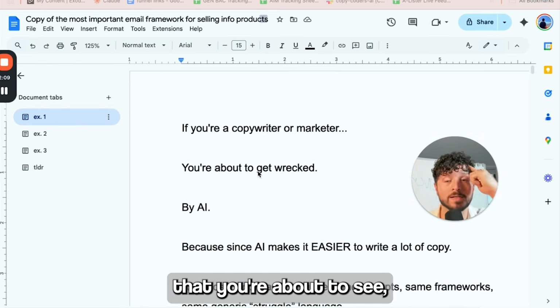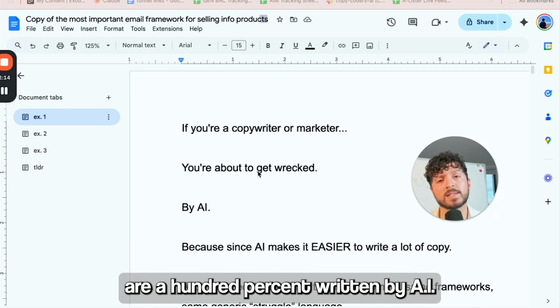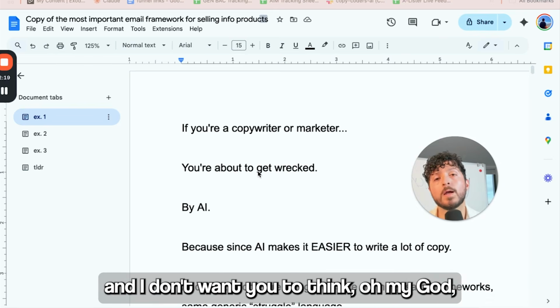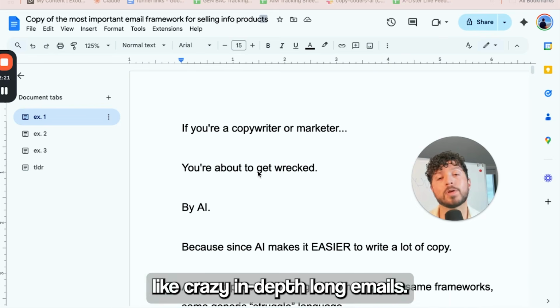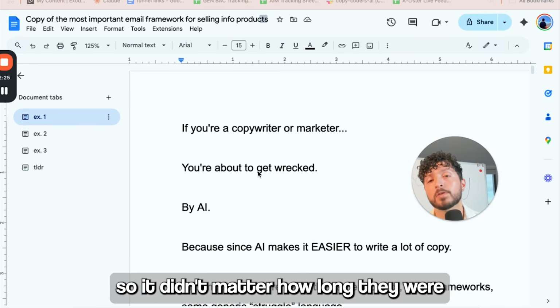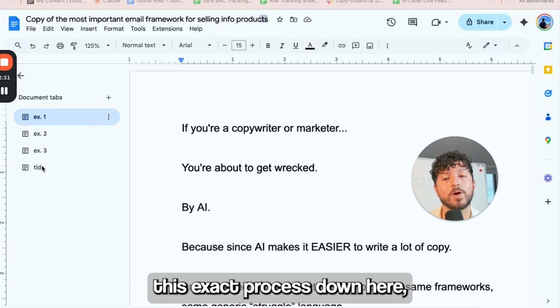All the emails you're about to see, and you can get access to these emails by opting in below, are 100% written by AI. The reason I bring that up is because some of the emails are a little bit longer, and I don't want you to think, oh my God, I have to write these crazy in-depth long emails. It's just that AI wrote them for me in one shot, so it didn't matter how long they were. But you can do the same process without any of that. And I'm going to give you this exact process down here.